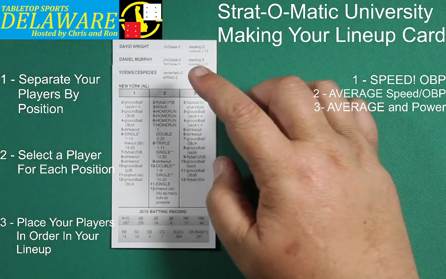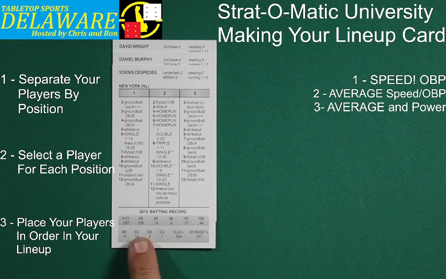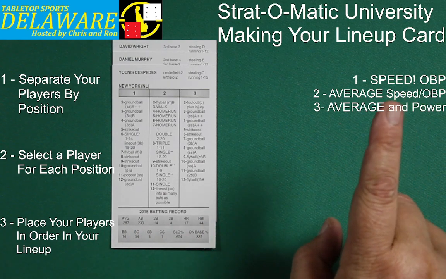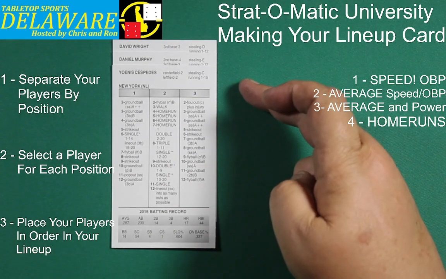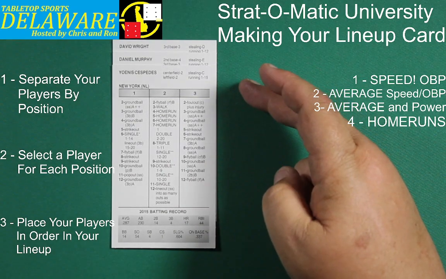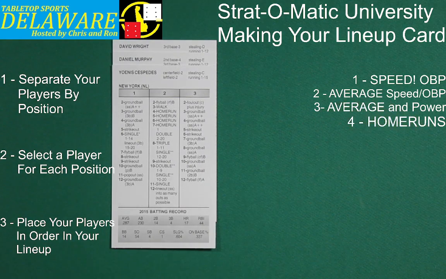So we're looking at Wright, Murphy, and now Cespedes. .287, 17 homers and only 230 at bats. That's your average and your power for number 3. Number 4, you want your home runs there. Chances are one of these 3 guys is on base and there's only 2 outs. You want to put your cleanup batter in a position to maybe score 2 runs.